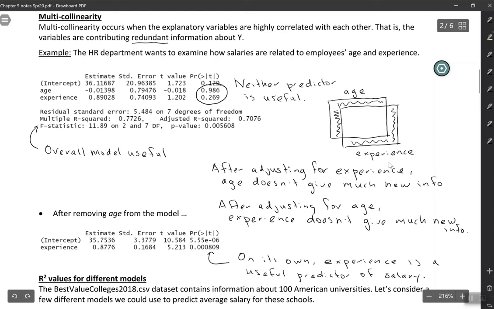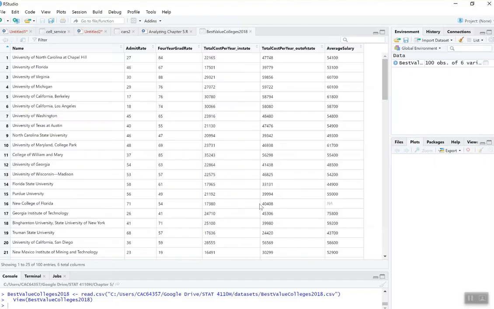Okay, so we've looked at a very simplistic example of multicollinearity. Let's think about the idea in a more realistic setting. So we're going to look at the best value colleges data set. This is the version from 2018, and it's got a bunch of different colleges and different statistics about them.